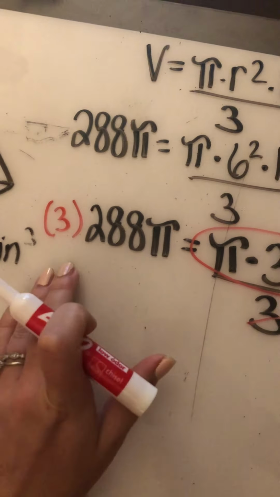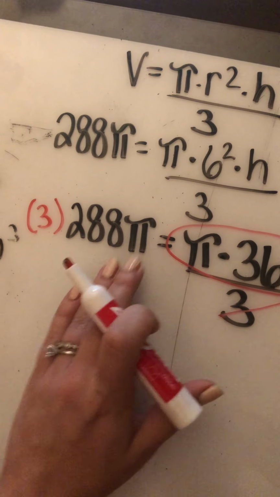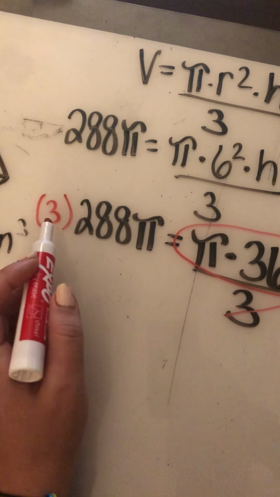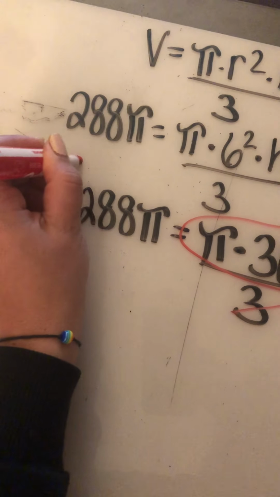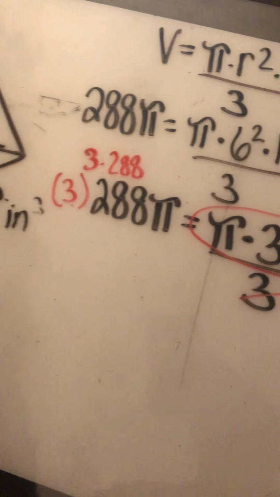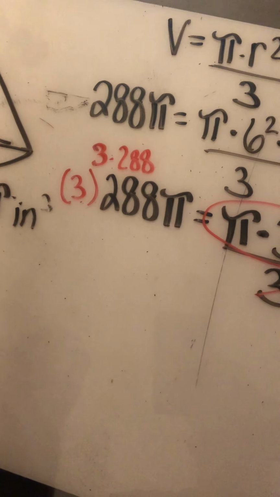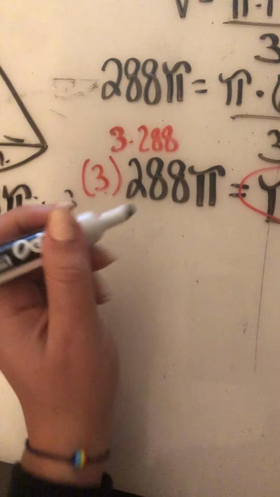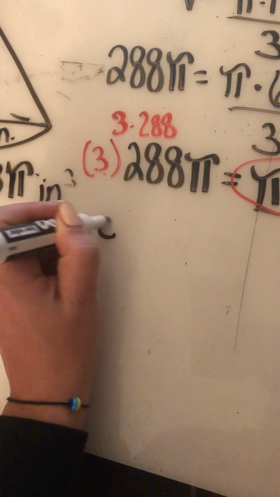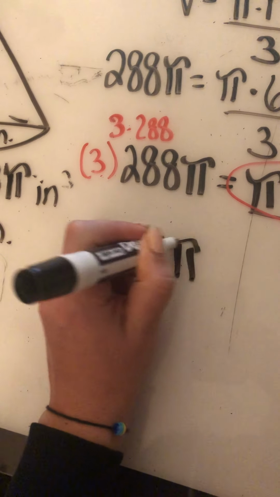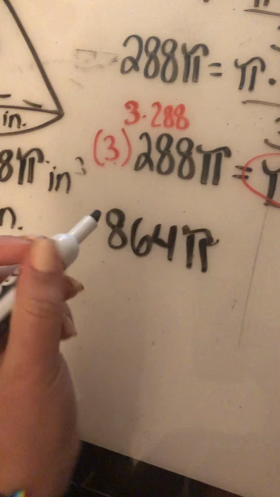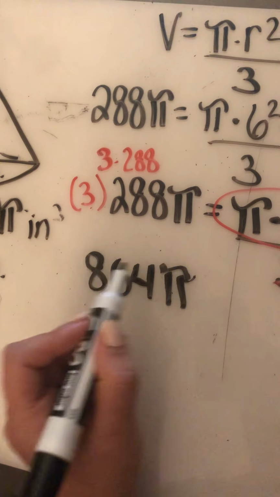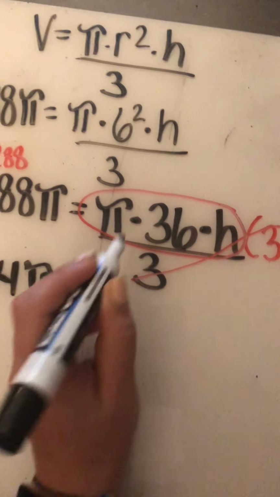Now, what I want you to do when you are solving with a volume in terms of pi, just leave it out for now and just multiply those two numbers. Leave pi in your product, okay? So you're just going to do 3 times 288 and find that product and then attach pi to your answer. So 3 times 288 is 864 pi. So 864 is the answer to 3 times 288, and I just leave pi there, equals my numerator.